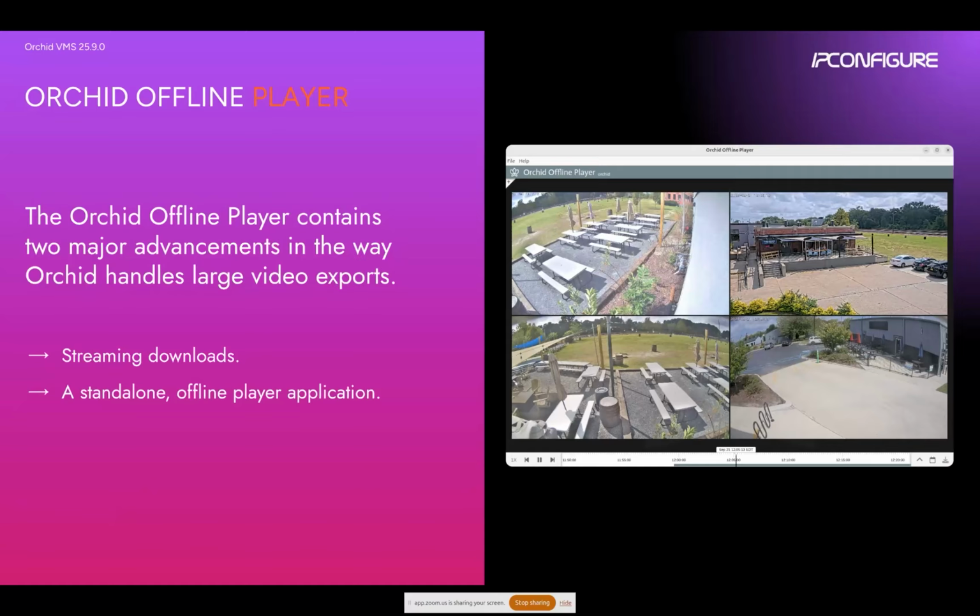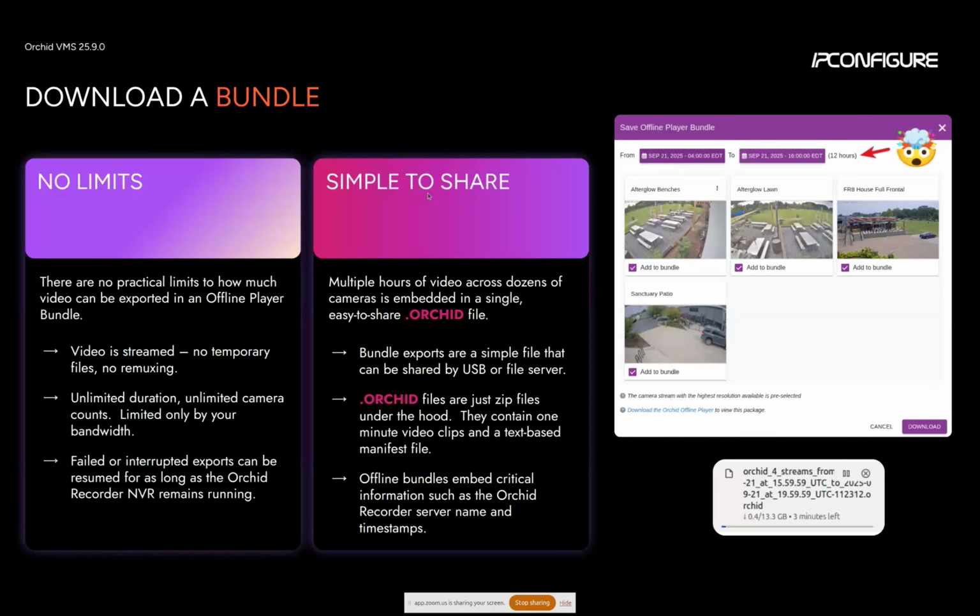Once you get that download out of Orchid, we now have a new standalone offline player application that lets you take this single giant bundle file, which we call a .orchid file, and view that video offline. So you don't need any sort of network connection. You don't need access to your Orchid hybrid site. It just works. To go into a little more depth about how these bundles work, we'll hit a live demo here in a second.